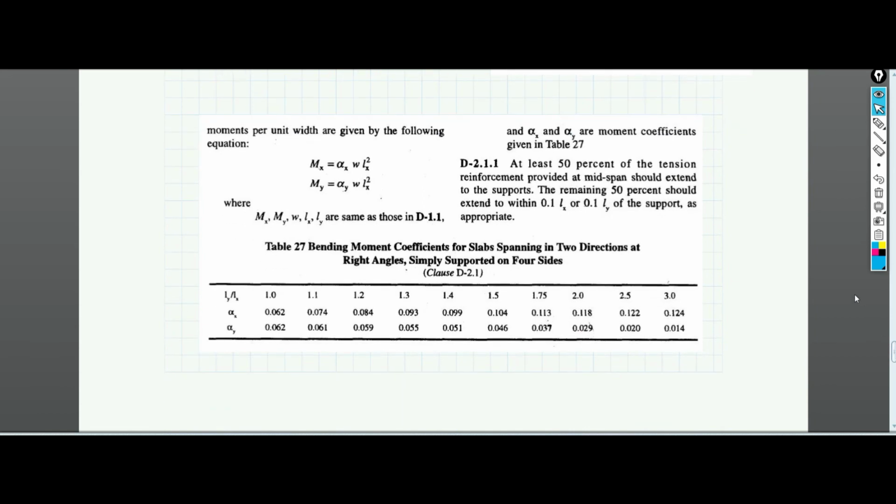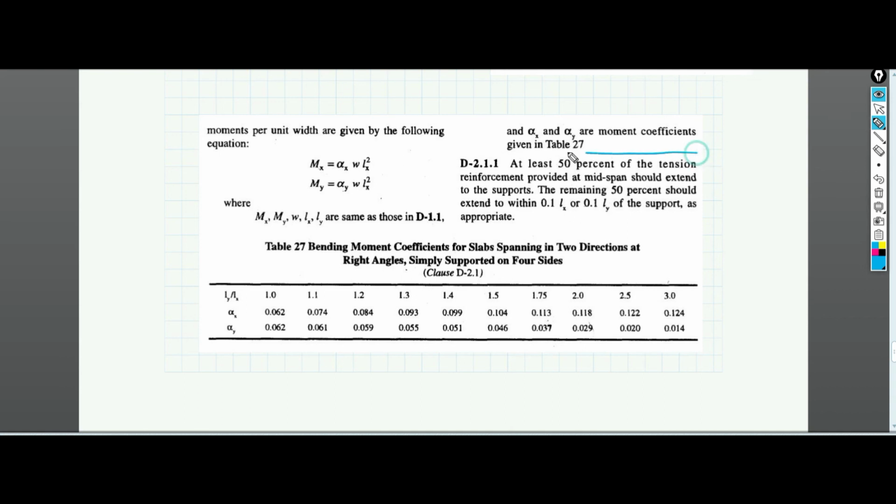Now as far as the design is concerned, we have found out the depth. Depth is found to be sufficient for deflection, and we have found out the reinforcement. We have checked for the maximum reinforcement, and all. So now the last step is to design or to place the reinforcement bars.